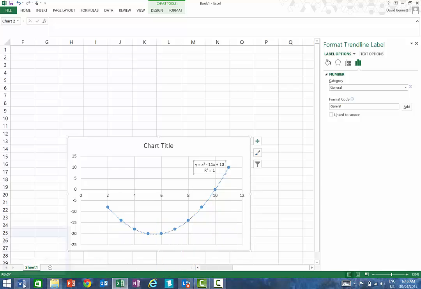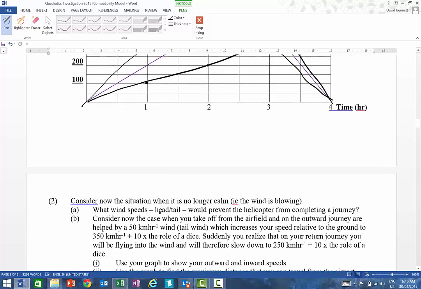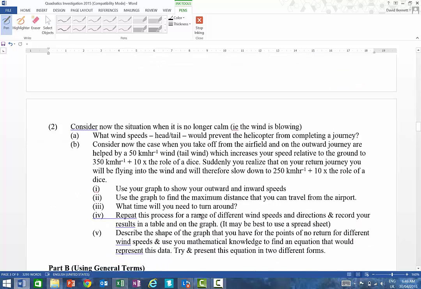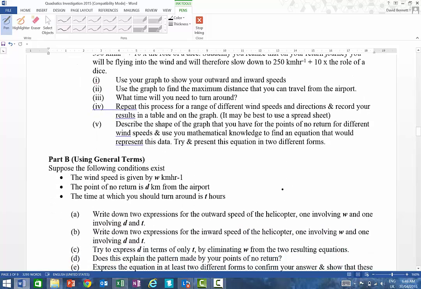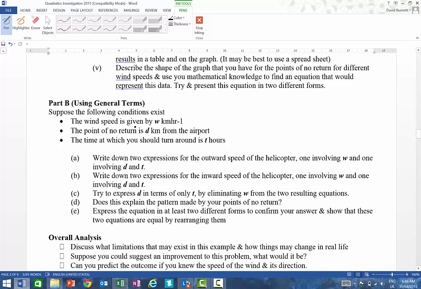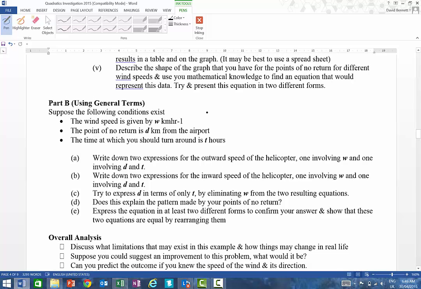Now, in the investigation, what we want to do is we want to model that using some real values. All right. So, and you can talk about what the actual point of no return is. In part B, we want to do the same thing, but we actually want to start using symbols rather than using real values. All right. So we want to come up with a general equation. So if you knew what the wind speed was, you knew what the distance from the airport was, and you knew obviously the time, you could actually work out a flight plan.